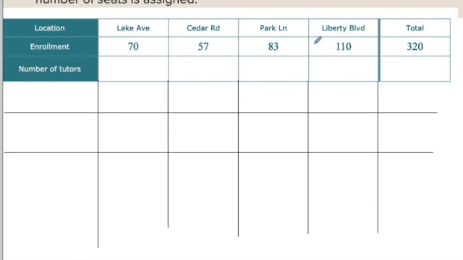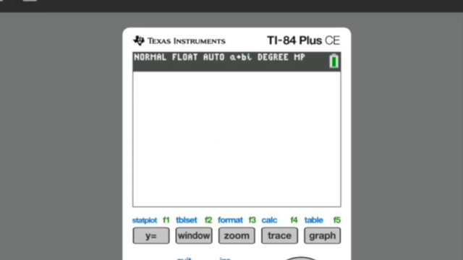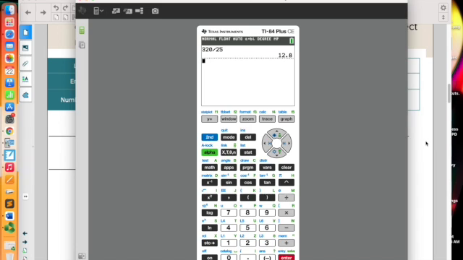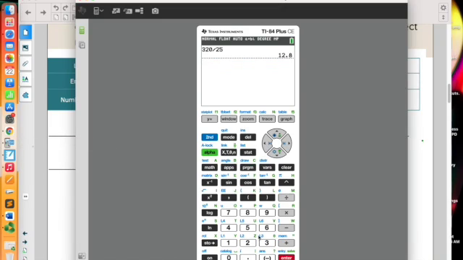We've got Lake Avenue, and how many tutors do we have? We've got 25, because we had 16, and they hired 9 more tutors. So we're going to take our calculator and get our standard divisor: 320 divided by 25. So our standard divisor is 12.8. You can put 12.8 into the apportionment tool, click it on, and all of the table values will be filled in for you in a matter of seconds. This is what I do old school.